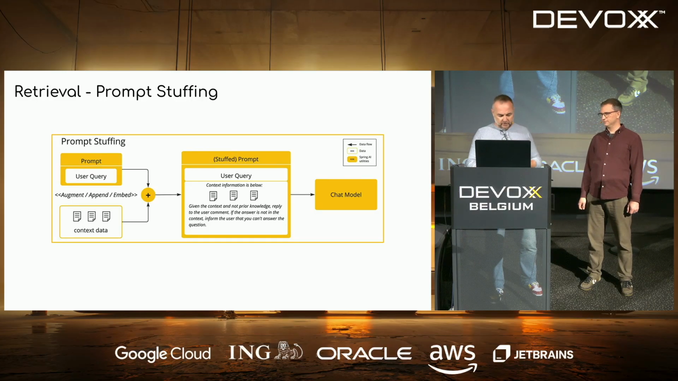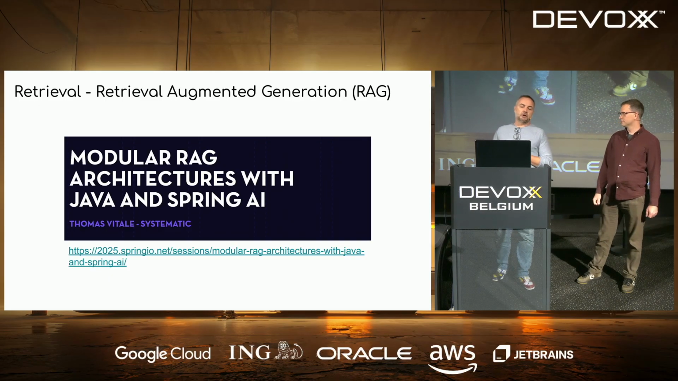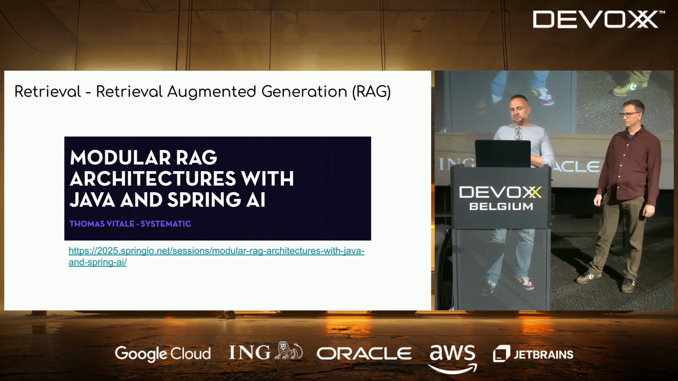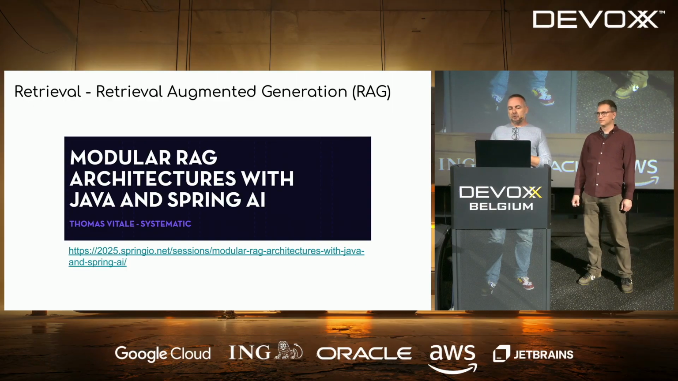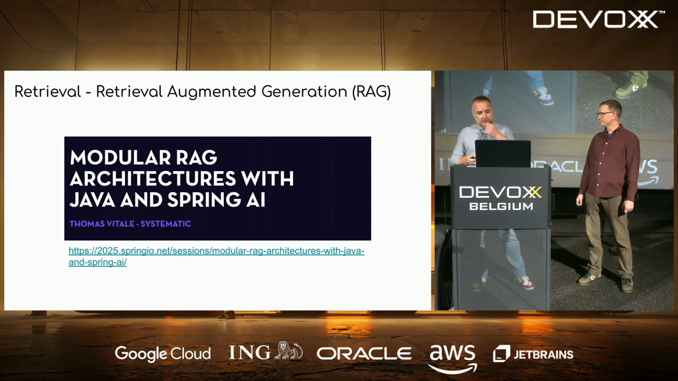So if you want to do something more advanced, most of the time you're going to jump into the concept of retrieval augmented generation. The good news is that Spring AI provides very deep and full support for modular RAG. The bad news is that this is a talk by itself, and I would advise you to watch this presentation, which provides very deep and insightful details on how to use RAG with Spring AI.